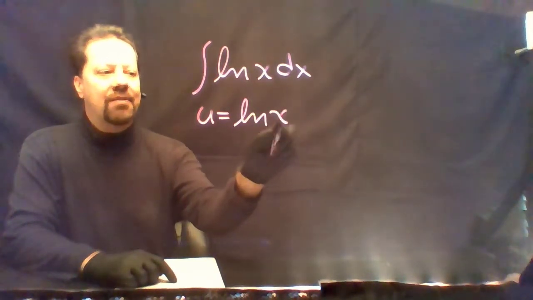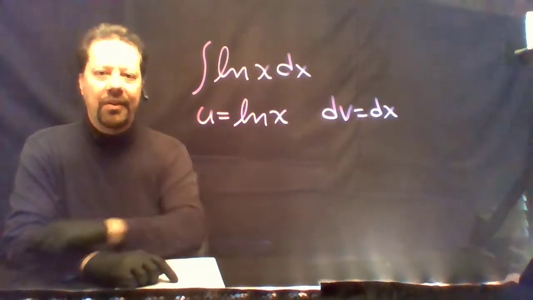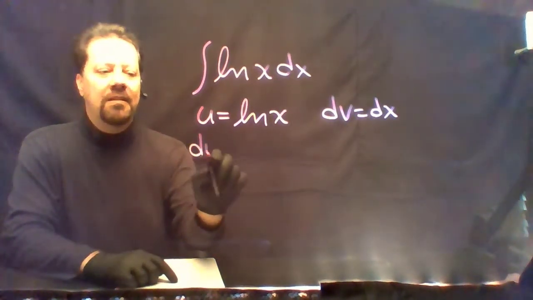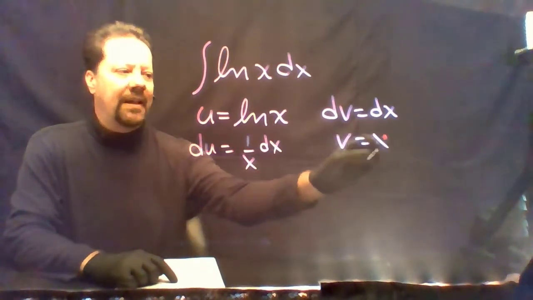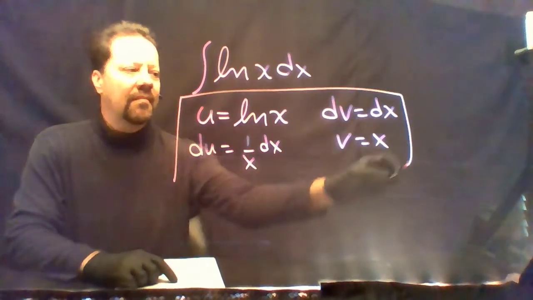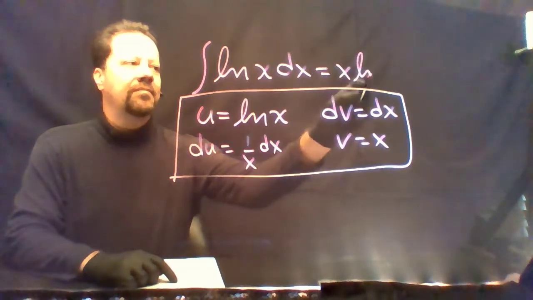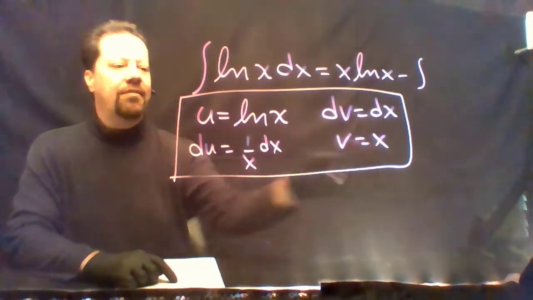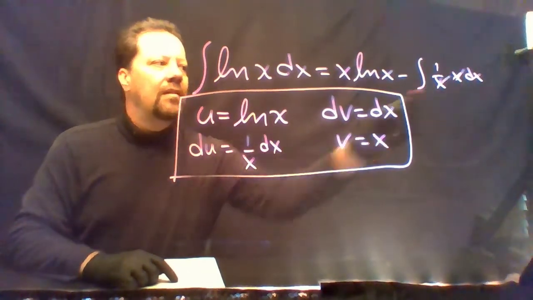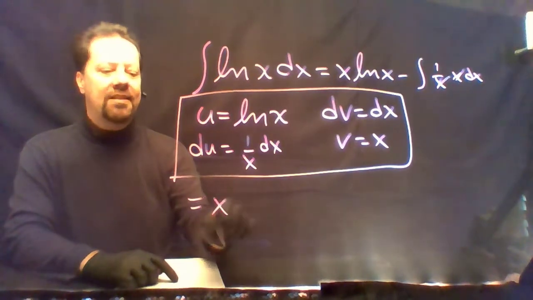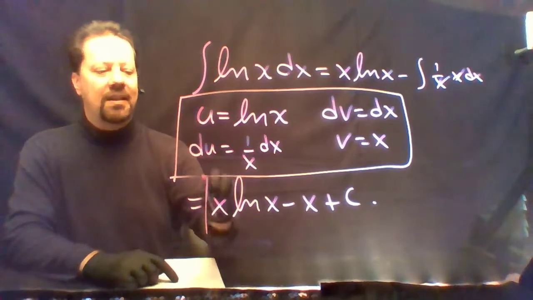We'll set u equal to the natural log of x and dv equal to everything else, including the differential. Du then will be 1 over x dx, and v will be x. The integral is transformed into x log x minus the integral of x times 1 over x dx. The x's cancel. The answer is x natural log of x minus x plus c.